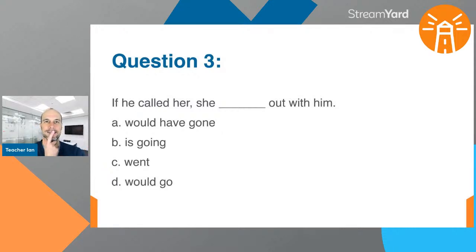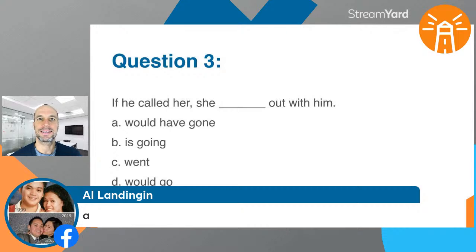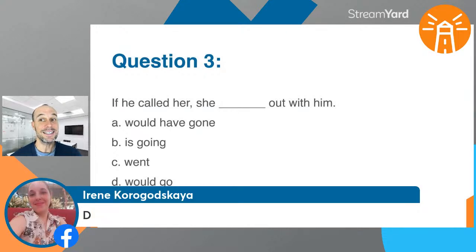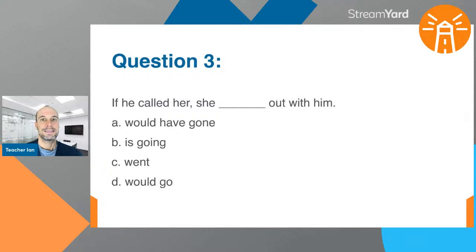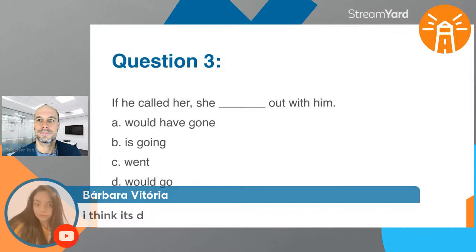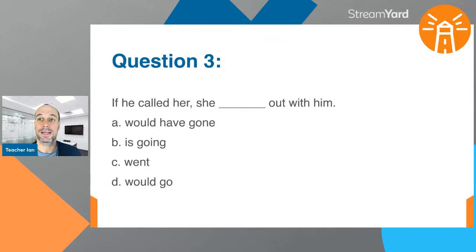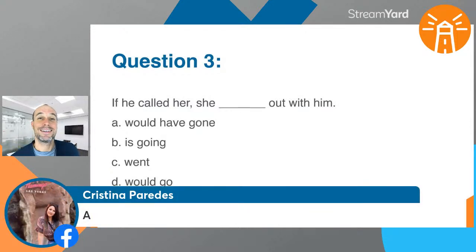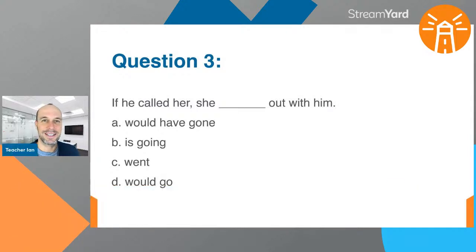So what are we saying here? If he had called her, she something out with him. And we've got some answers. Al says A. Irene says D. I think it's D, Barbara. Great. Anybody else? Christina says A. It's a tricky one, right? We all said that conditionals aren't easy. Lorraine said A.